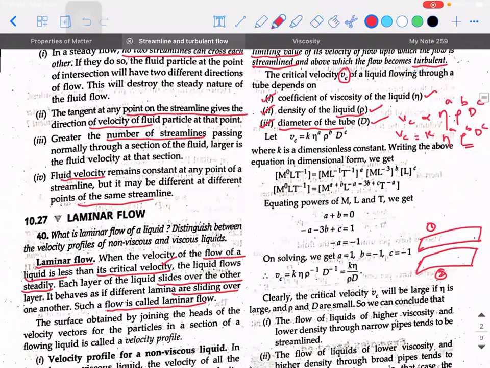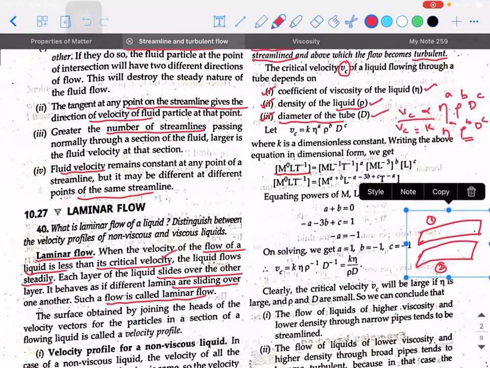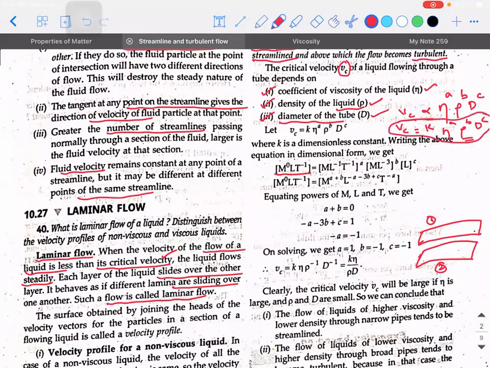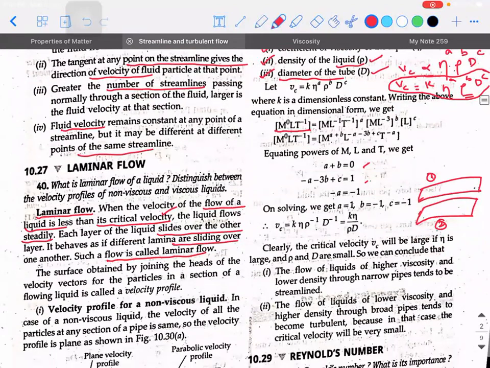So this is the expression where k is a dimensionless constant. According to dimensional analysis, the dimension of the left side term should be equal to the combined dimensions of the right side expression, right? Once you write that and compare the powers, then we can obtain the value of Vc as k times eta divided by rho times d. So this is the formula for critical velocity. Please make a note of it.